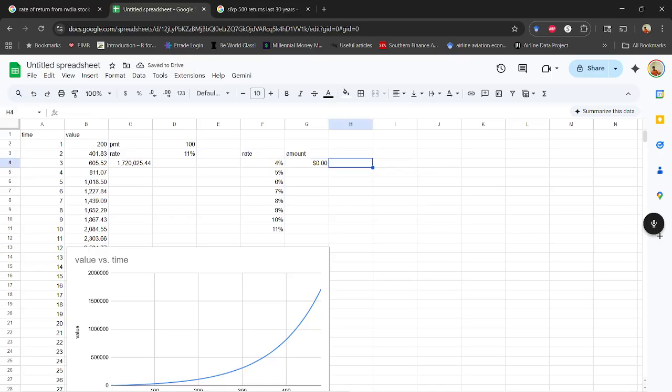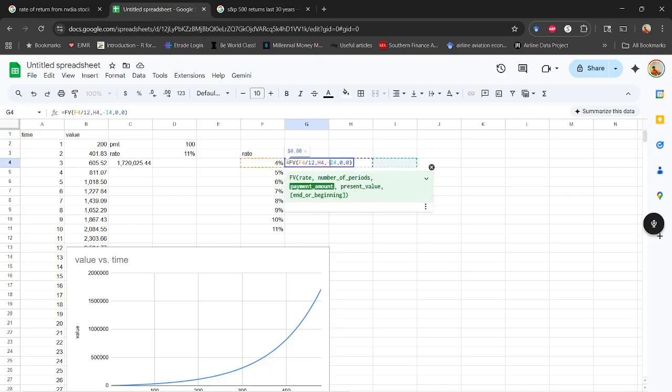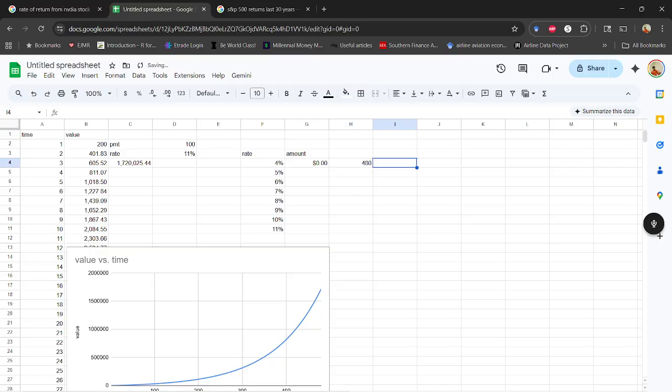So we have to add the number of periods and the payment amount. The number of periods is 480, and the payment amount is just $100. So this is enter and payment, and then we just say equals this and paste it down. Okay, and then just copy the formula down.